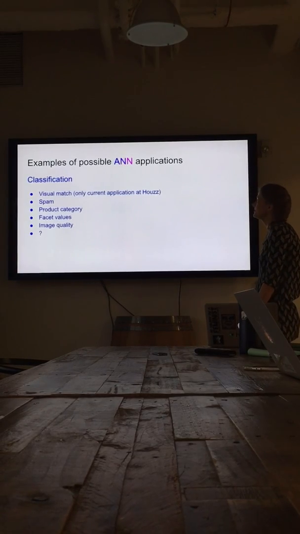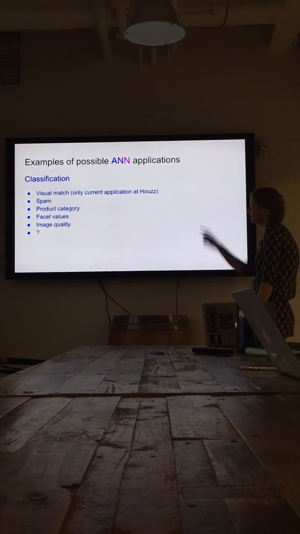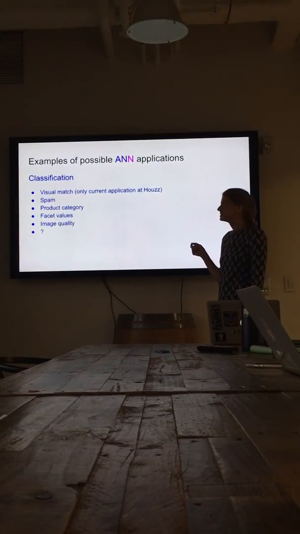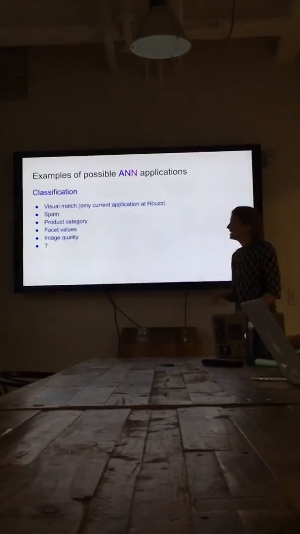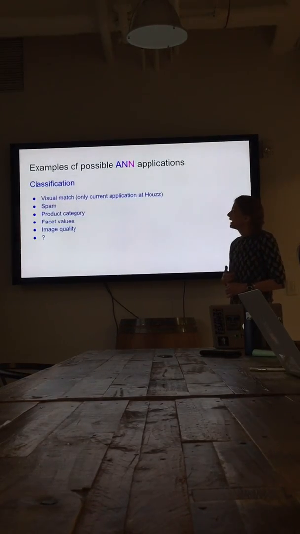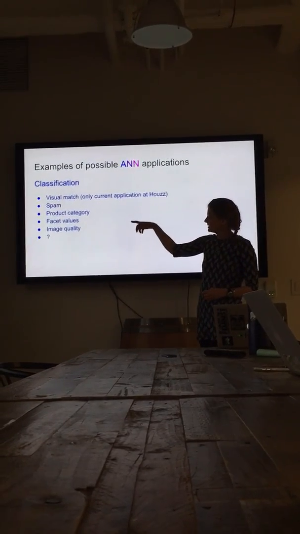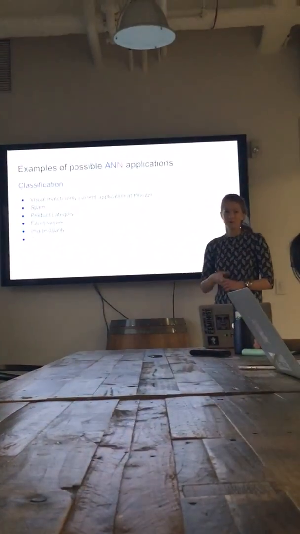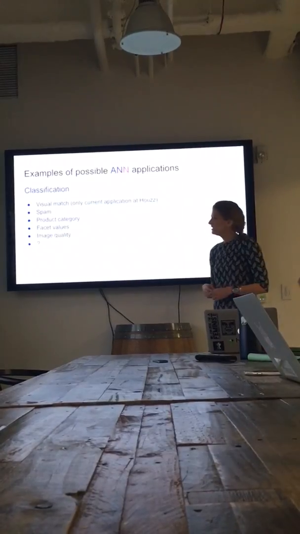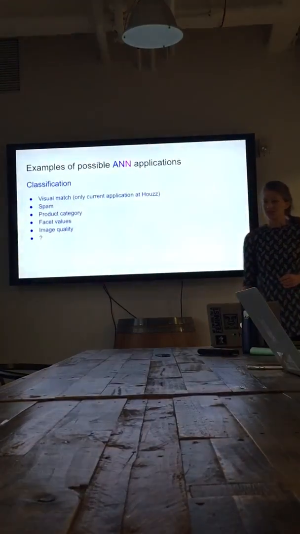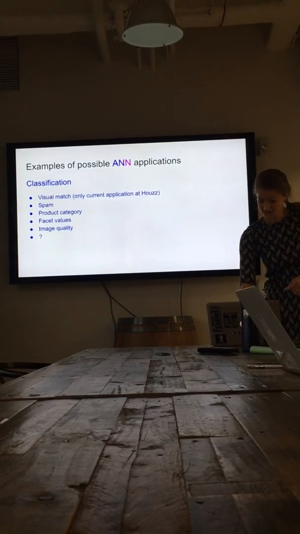Some examples of possible applications for an artificial neural network are classification tasks, things like visual match, which right now is our only current application of a neural network at House. Also categorizing spam, like we talked about, product categories, facet values, and image quality, things like does it have watermarks or is it dark or blurry. Currently these are not using neural networks, but we would like to experiment and see if we can get better accuracy using that.